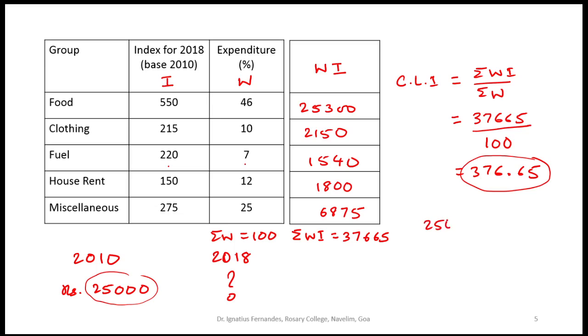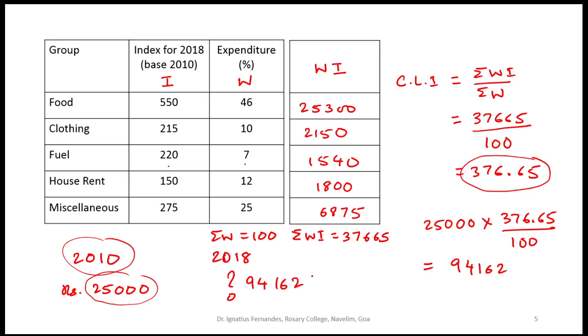So it is 25,000 into 376.65 divided by 100, because this is in terms of 100 percentage. So this 25,000 is the income in 2010, and I multiply it with the cost of living index. I'll get this as 94162. So what this means is, in 2018 I should have an income of 94,162 to maintain the same standard of living that I had in 2010 with rupees 25,000. And that is how we use the cost of living index in estimating this.